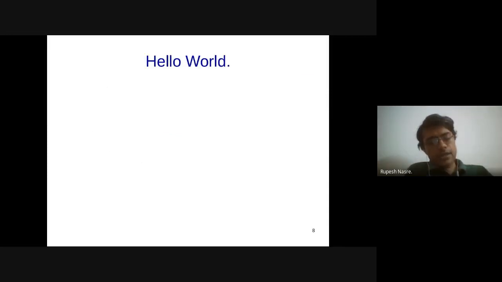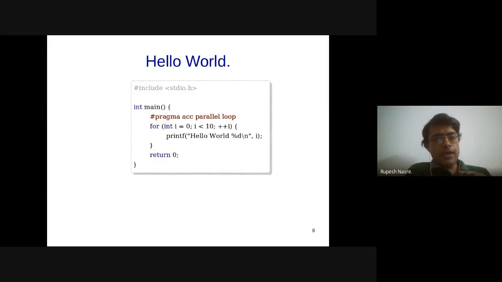Okay, so with that introduction, let's come to the basic Hello World program in OpenACC. The code I'm going to show is a very simple C program, very similar to OpenMP, just that the pragmas are going to change. So we don't require any hash include omp.h or hash include openacc.h. You can have your own simple usual includes.